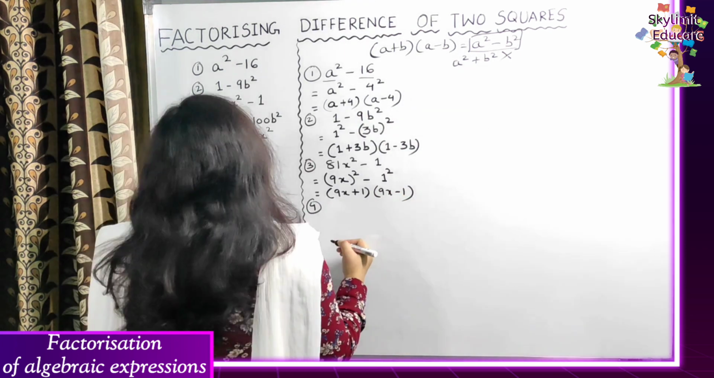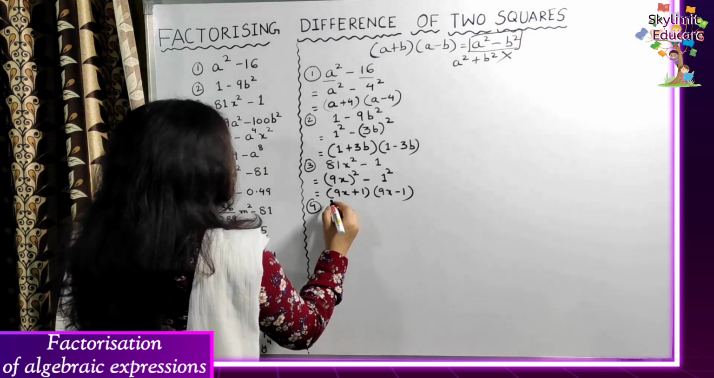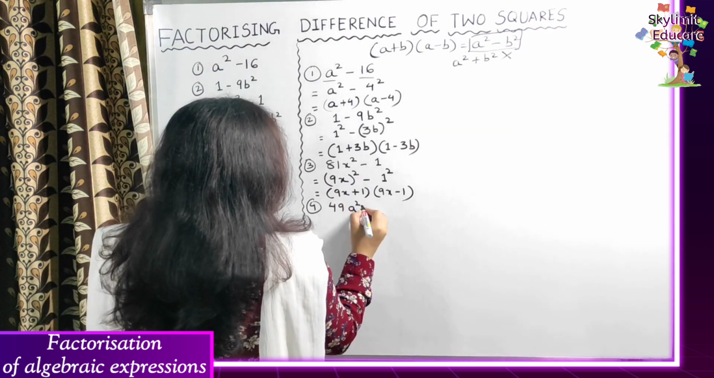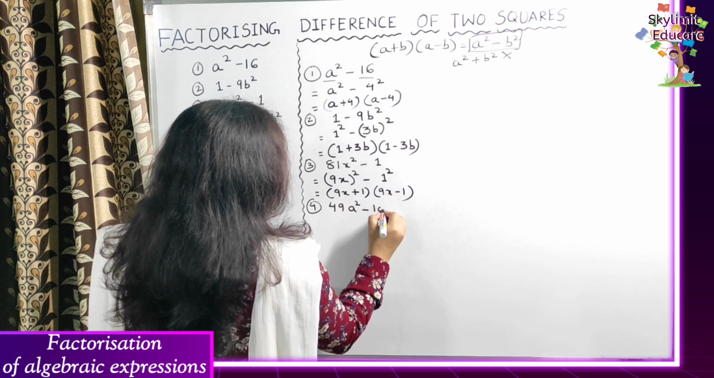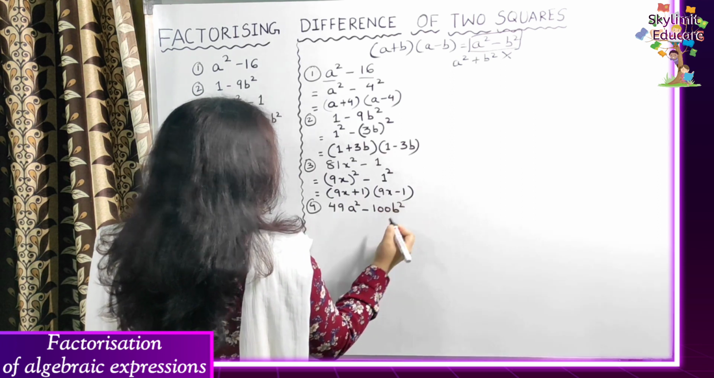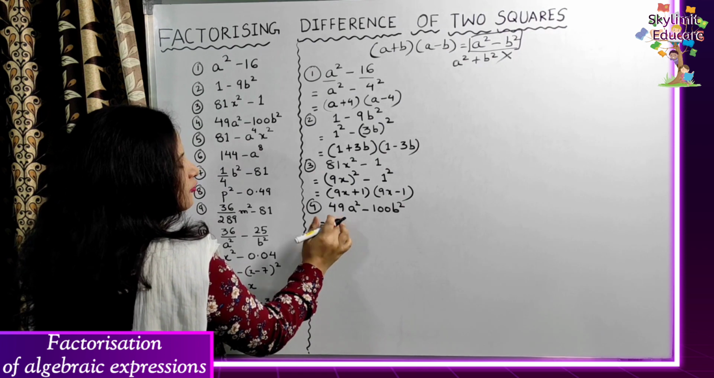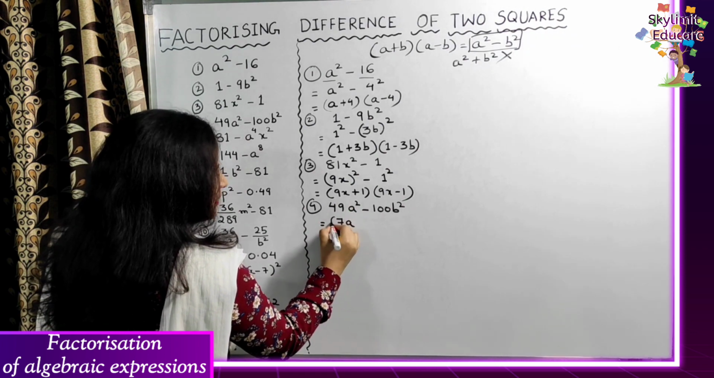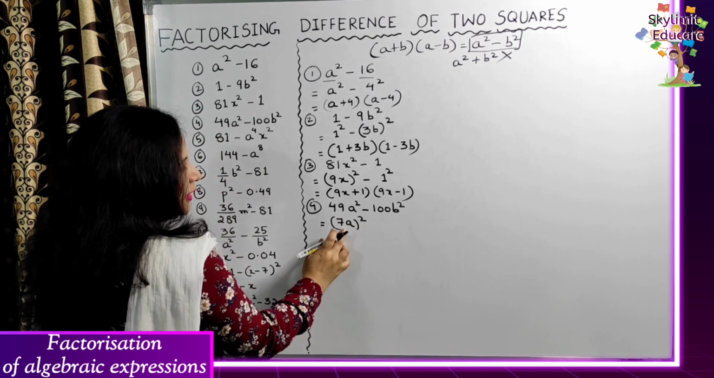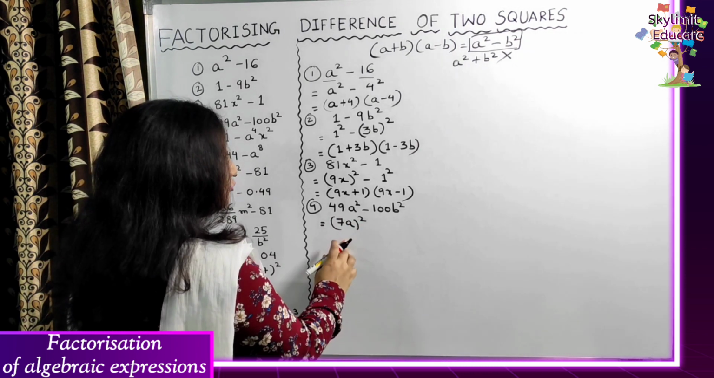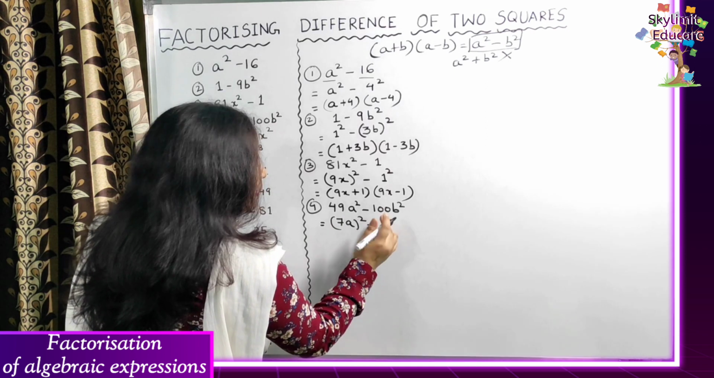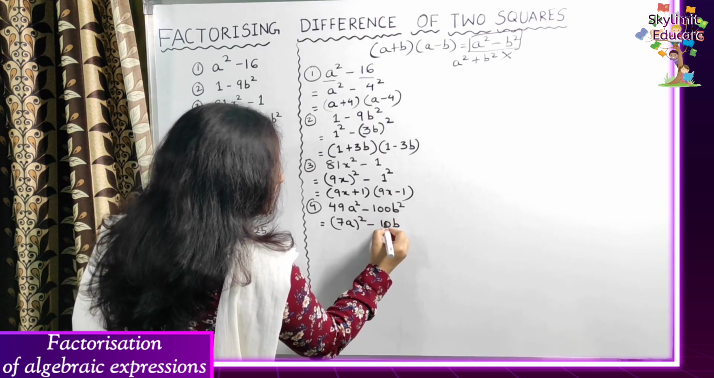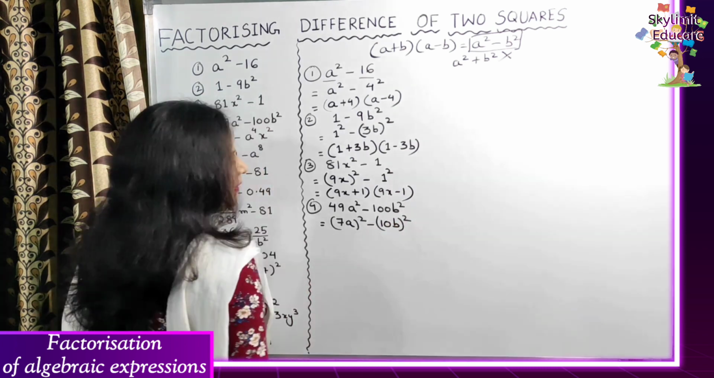Number 4: 49a square minus 100b square. Clear? What is the square root of 49? 7. What is the square root of a square? a. So it is 7a whole square. If you find 7a whole square, it will be 49a square. And what is the square root of 100? 10. What is the square root of b square? It's b, the square of 10b.